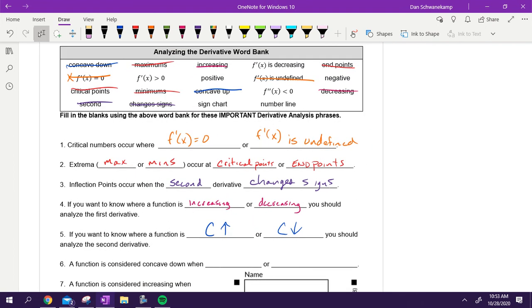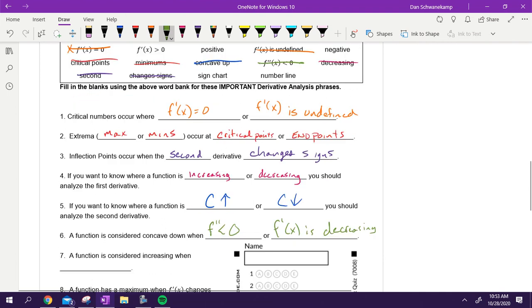This one's the tougher one. A function is considered concave down when what is true? Luke? When the second derivative is negative. Definitely true. When f double prime is less than 0. What's the other one here? Yep, Lulu. F prime of x is decreasing. Remember, both of those phrases mean the same thing. The second derivative is negative or f prime is decreasing. Those are the same thing. That one's a little bit trickier, and we'll do that more later on.